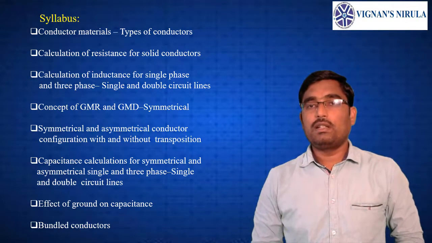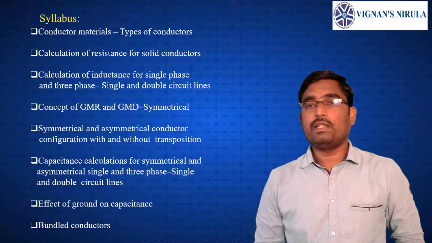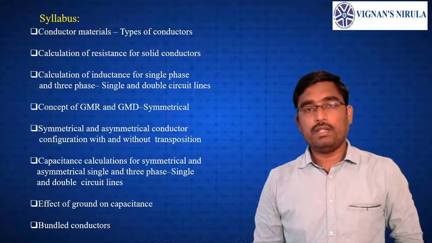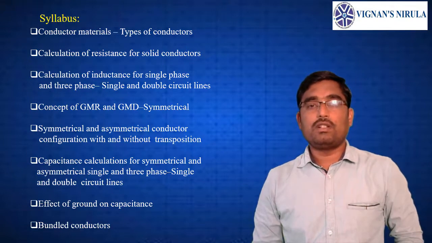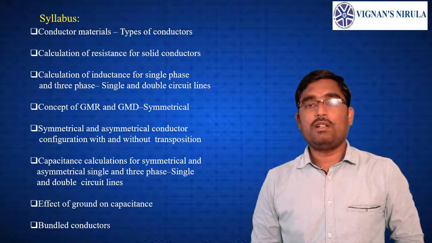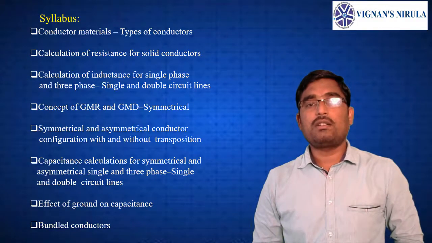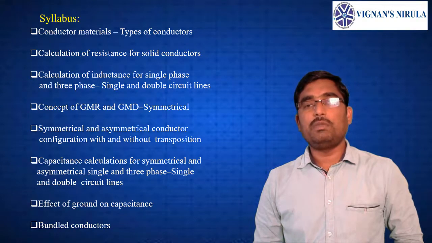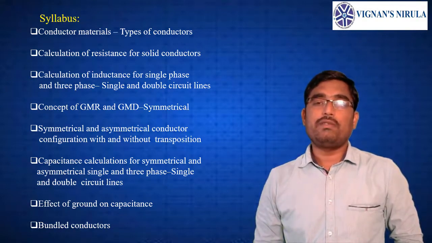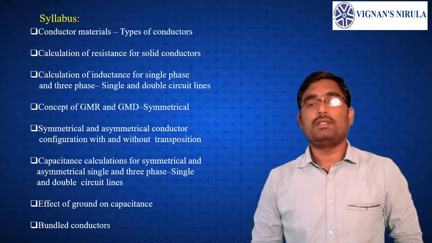That means the calculation of resistance of solid conductors, that is transmission lines, and the calculation of inductance for single phase as well as for three phase transmission lines, which are of single circuit and double circuit configuration. Next, the concept of geometric mean radius GMR and geometric mean distance GMD. And next, symmetrical and asymmetrical conductor configuration with and without transposition.